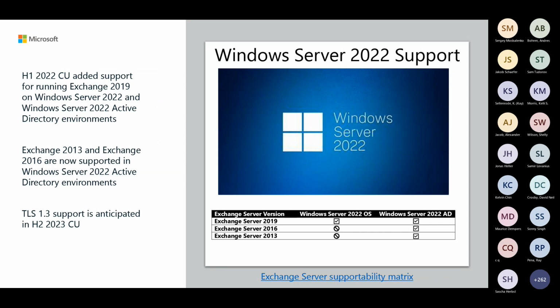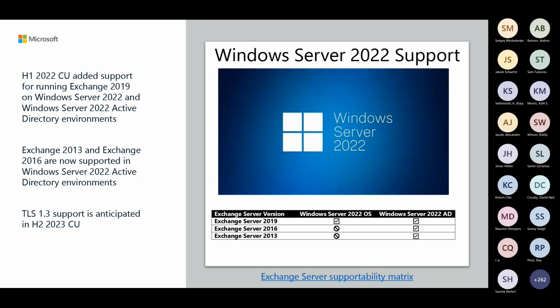Now, with the H1 2022 CU, we did add support for running Exchange 2019 on Windows Server 2022 and in environments that use Windows Server 2022 Active Directory servers. Now, we won't be adding support for running earlier versions of Exchange on Windows Server 2022, but we did just complete testing of Exchange 2013 and Exchange 2016 with Windows Server 2022 Active Directory servers.